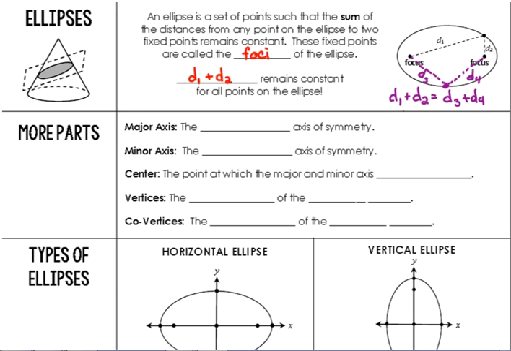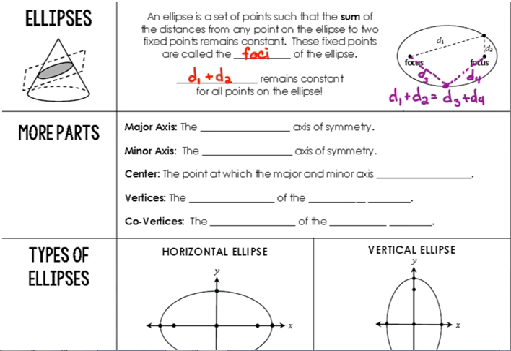Now, they're not going to test you on that particular piece of knowledge, but I just want you to at least have heard how an ellipse is created. If you measure the distance from each focus to a point on the ellipse and add those distances together, it is always the same. It is a constant sum.